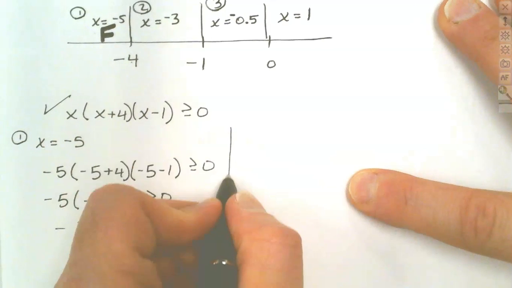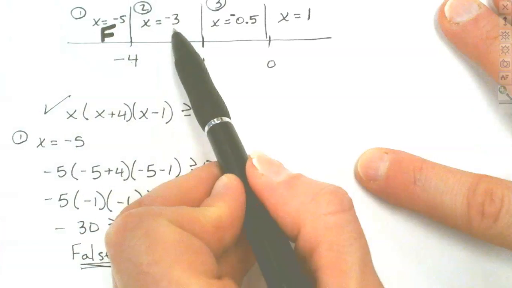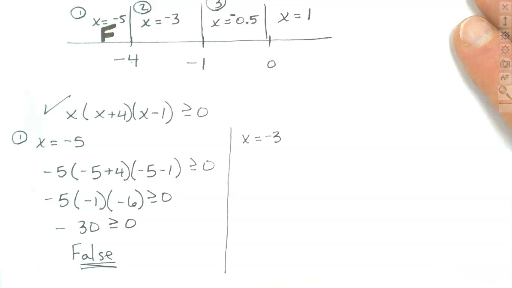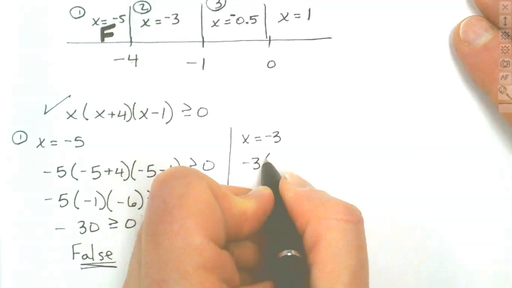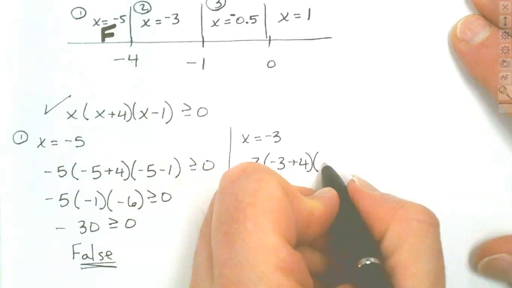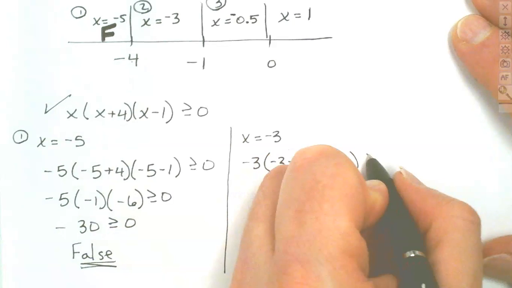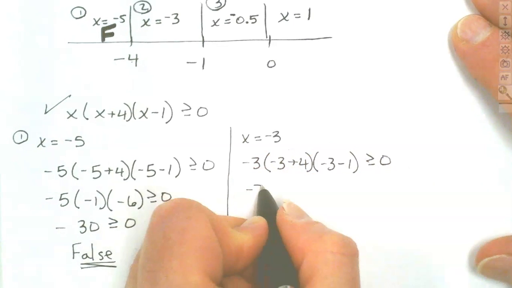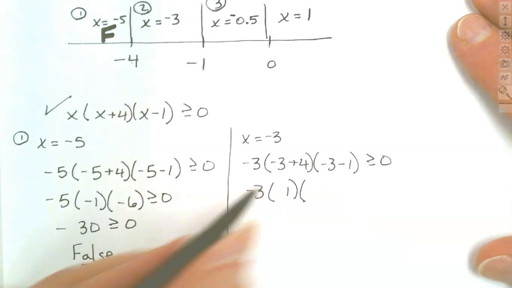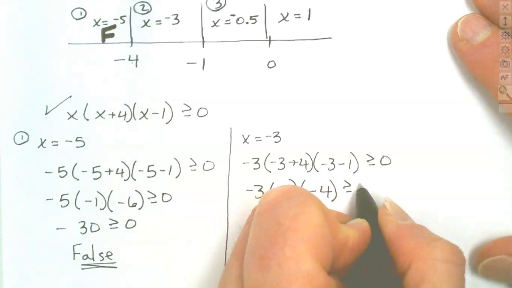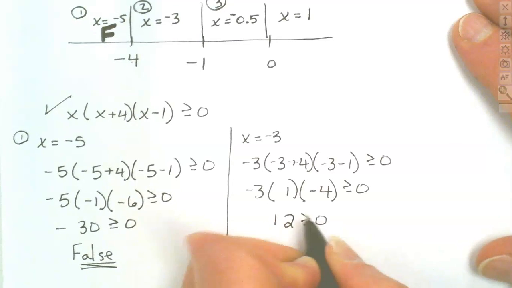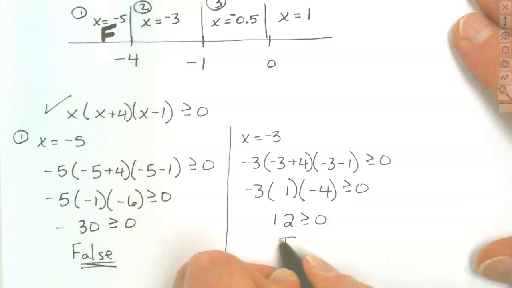We're going to repeat the process here. Negative 3. I plug in that negative 3. I've got negative 3 times negative 3 plus 4 times negative 3 minus 1. So we've got negative 3, negative 3 plus 4 makes it a 1. Negative 3 minus 1 makes it a negative 4. Two negatives makes it positive 12. Is 12 bigger than 0? Yes, it is.